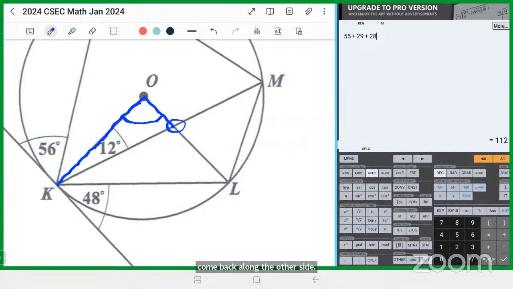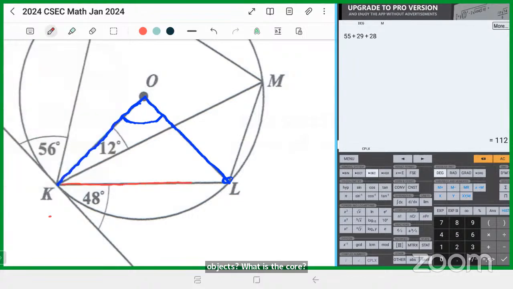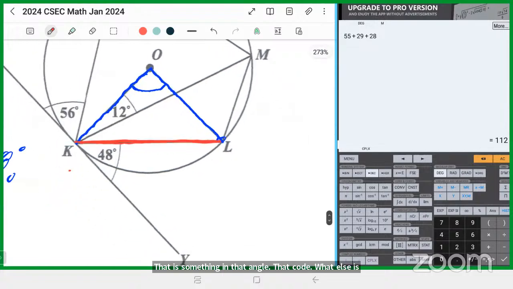You don't stop there now. You come all the way back until you reach the circumference, which is here. So what is the chord subtending that angle? I'm going to draw it in red. This is a chord that is subtending that angle. That chord, what else is that chord doing? It is glaringly making this 48 degrees with the tangent. So that red chord is making an angle of 48 degrees with the tangent.